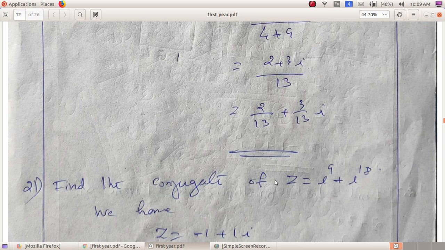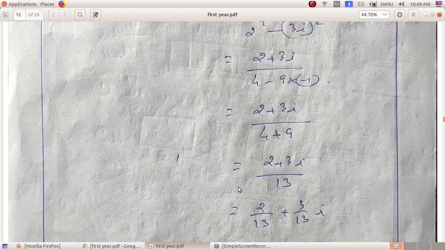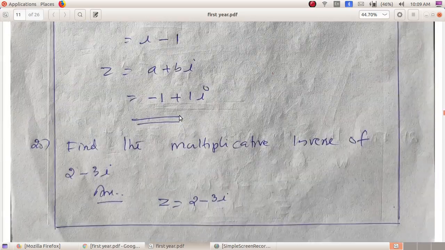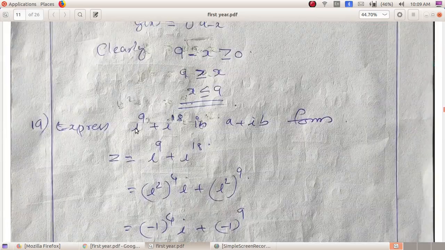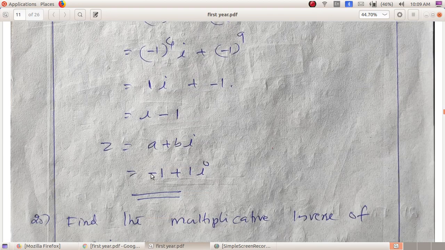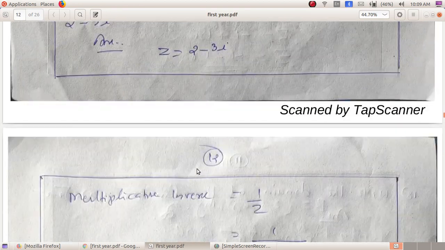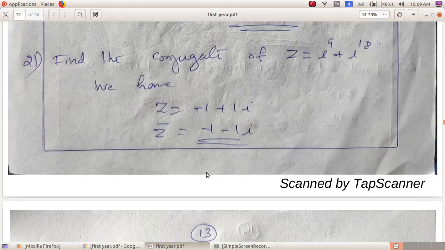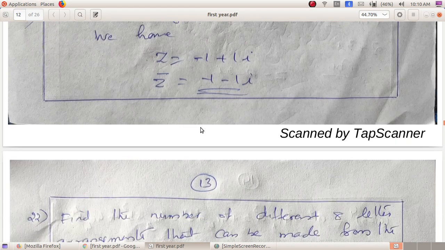Find the conjugate of z equal to i raised to 9 plus i raised to 18. In the previous question, its answer is i raised to 9 plus i raised to 18 means minus 1 plus 1 into i. So its answer is minus 1 plus 1 into i. Then conjugate means taking the sign change. This sign is minus, so it is the conjugate, z bar.